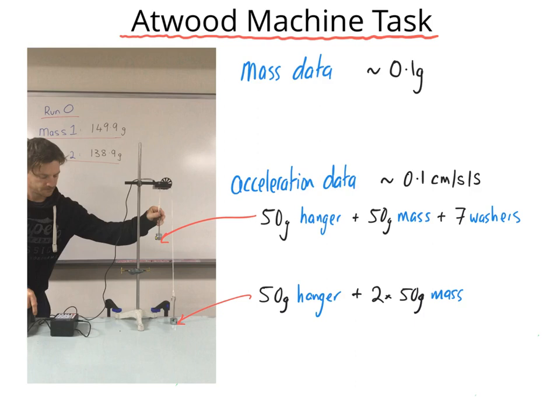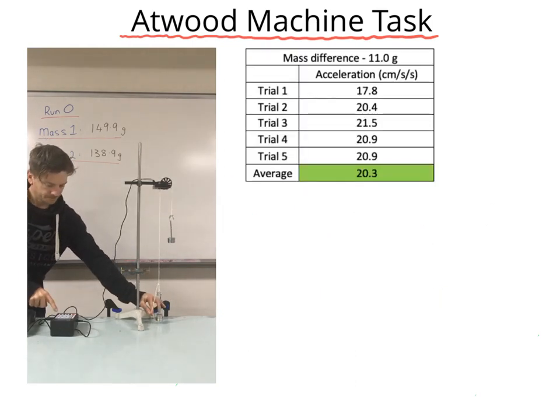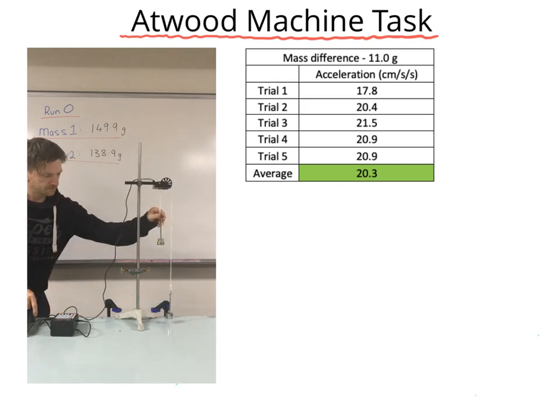So now we're going to observe the different runs. I've labelled this run 0. That indicates that I've transferred no washers from the counterweight to the heavier weight for this run. The mass difference for this run was 11 grams, and we see that the smallest acceleration recorded was 17.8 centimeters per second, and the greatest 21.5.